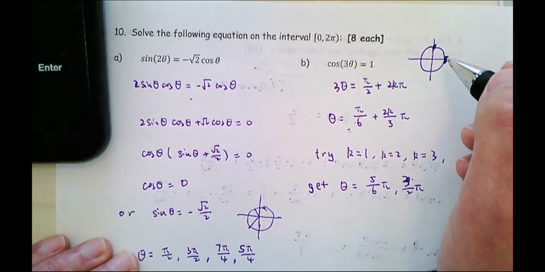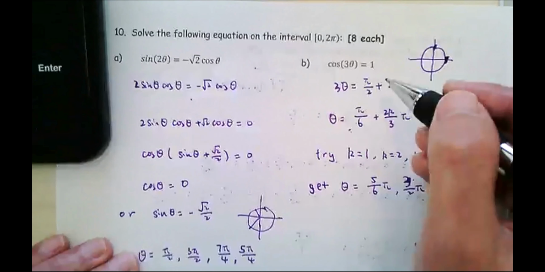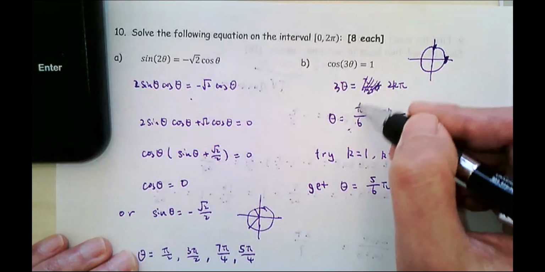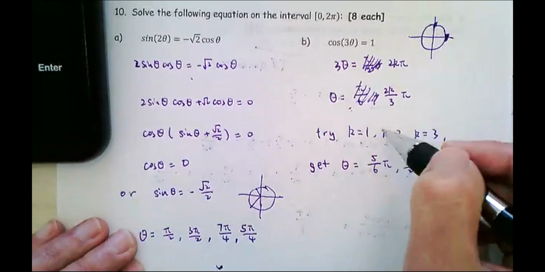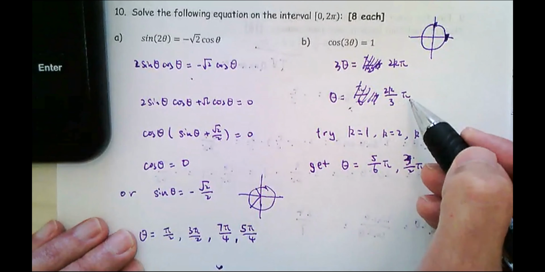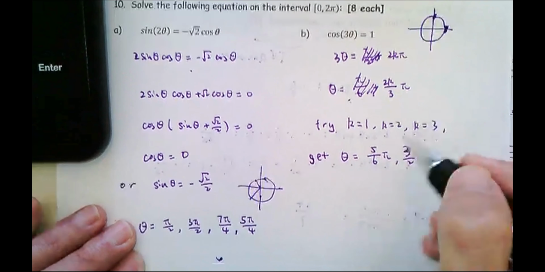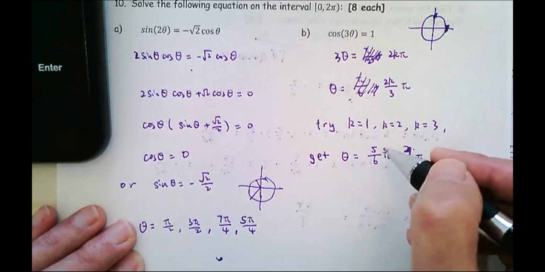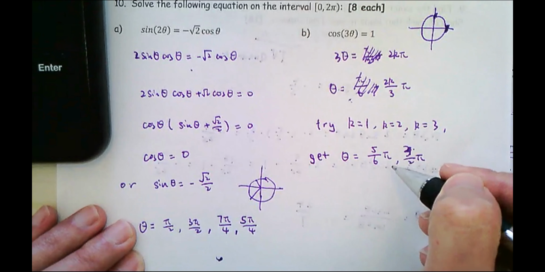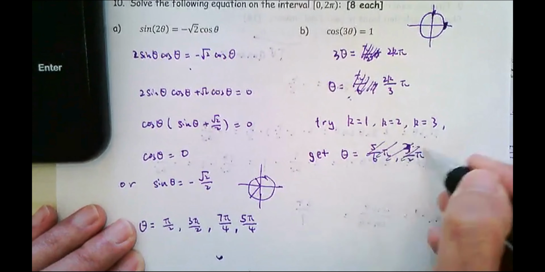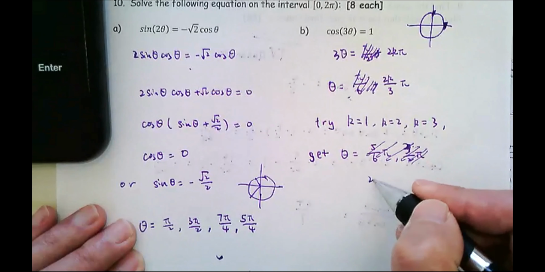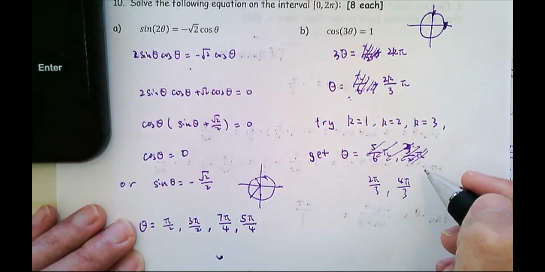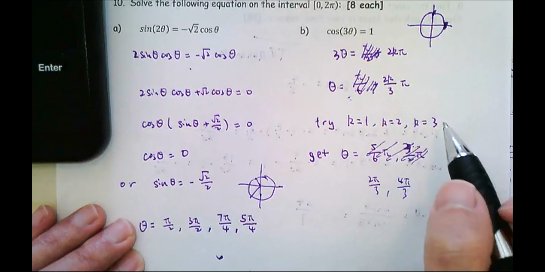Okay, so thank you very much for asking. I think I made a mistake writing the solution. So this part should not exist. This part also does not exist. So try 1, 2, 3. So you should get... those are not correct. Try 1, you get 2 pi over 3. Try 2, you get 4 pi over 3. Okay, so that's the correct solution.